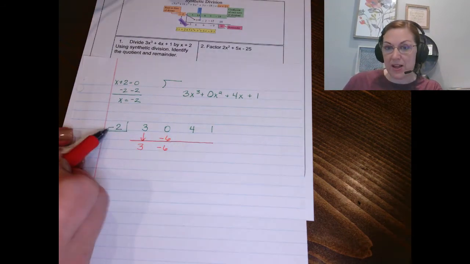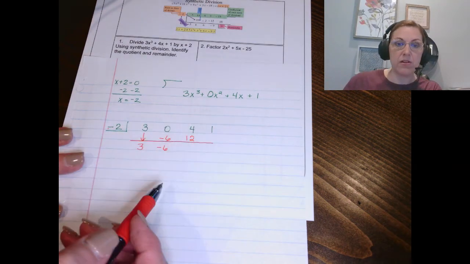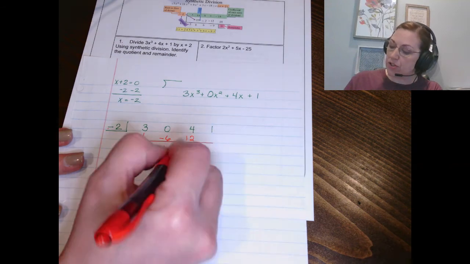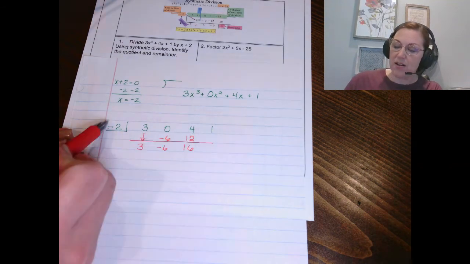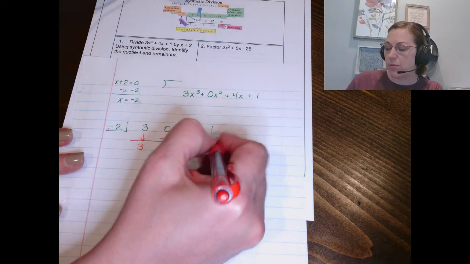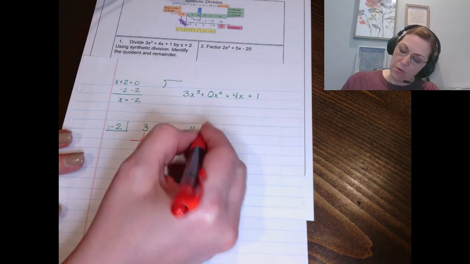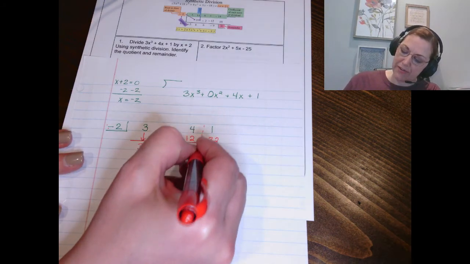Now we multiply. Negative 2 times negative 6 gives me 12. Now we add. 4 plus 12 gives me 16. Negative 2 times 16 gives me negative 32, and we add.